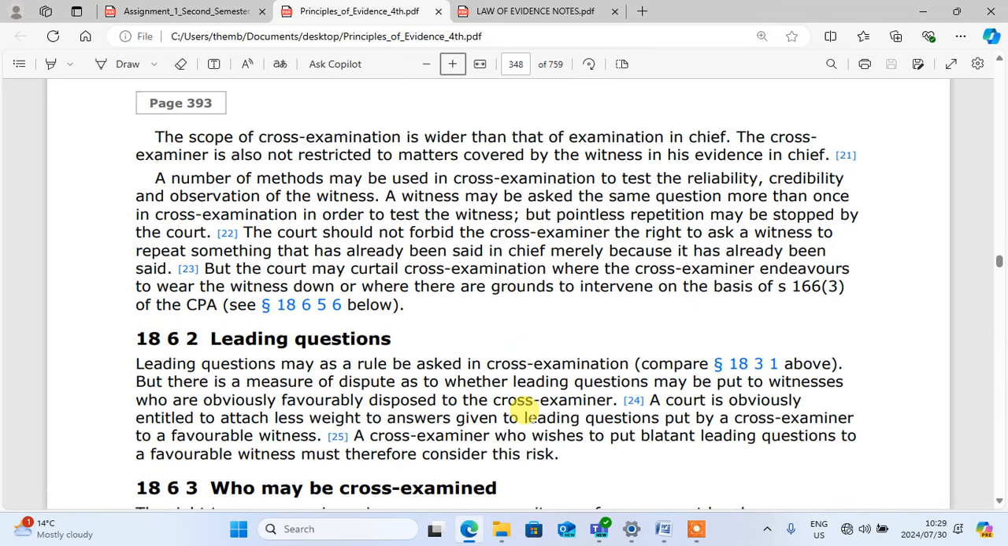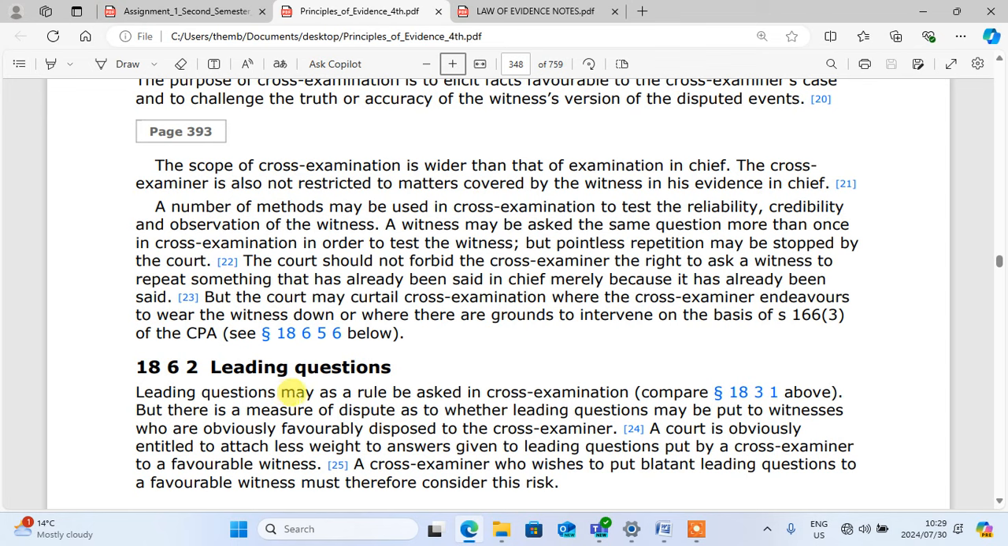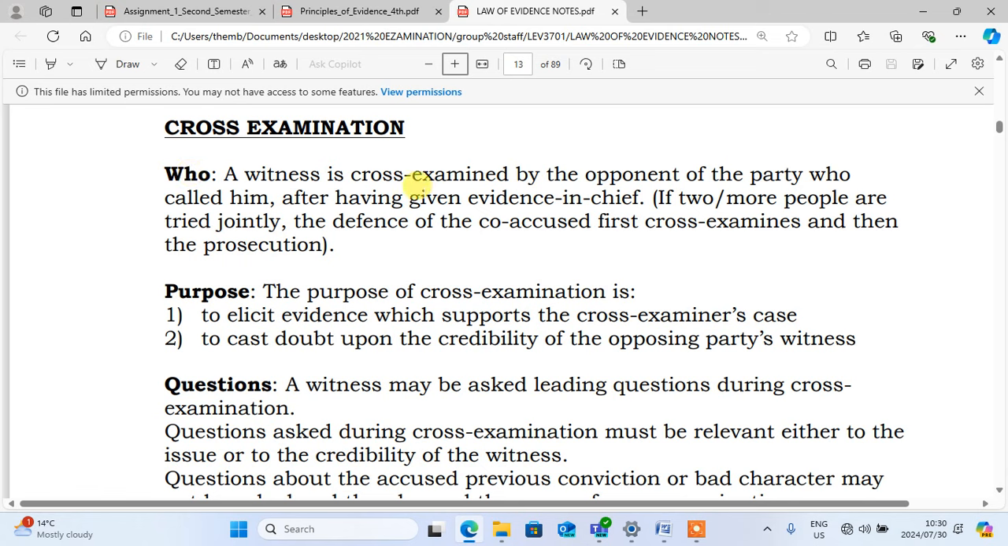So let's go to the leading questions because this one is very important. Leading questions may, as a rule, be asked in cross-examination, but there is a measure of dispute as to whether leading questions may be put to witnesses who are obviously favorable to the cross-examiner. So here you learn that in the cross-examination, they can ask leading questions, which may be answered by yes or no. So in brief, a witness is cross-examined by the opponent of the party who called him after having given evidence in chief. The purpose of cross-examination is to elicit evidence which supports the cross-examiner's case, and to cast doubt upon the credibility of the opposition party's witness. And we learned that a witness may be asked leading questions, right?